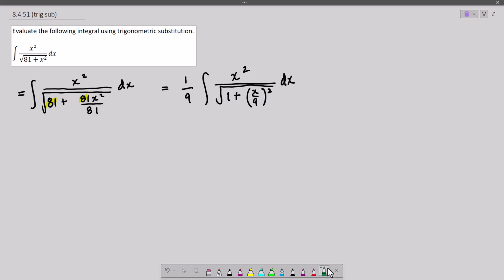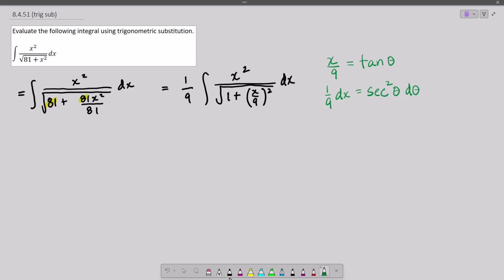So at trig sub, it's sine, secant, or tangent. Tangent's the most obvious one. When you have a plus, it's always tangent. So x over 9 equals tangent of theta. And then we take our derivative. We'll get 1/9 dx is equal to secant squared of theta d theta.